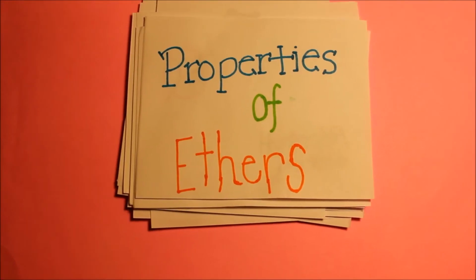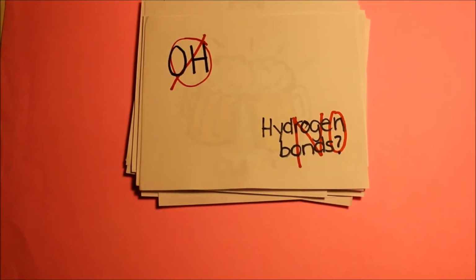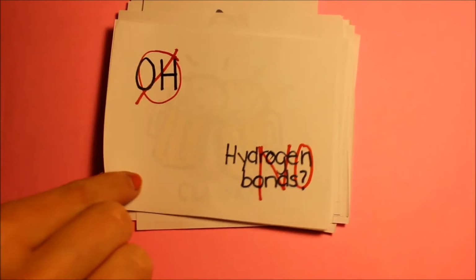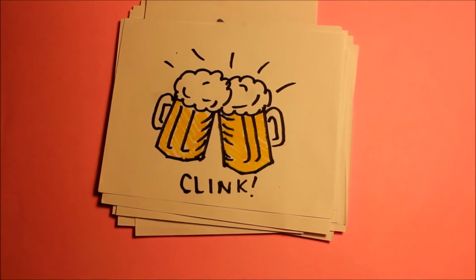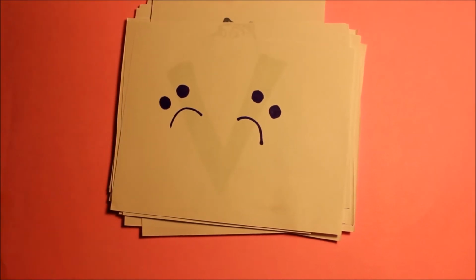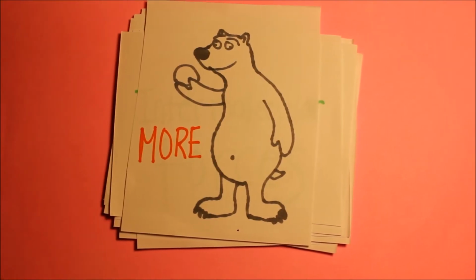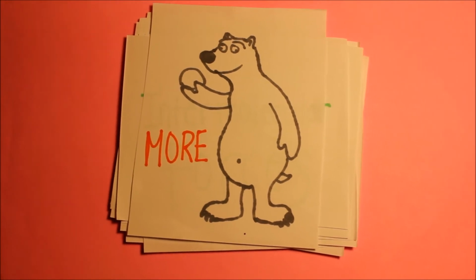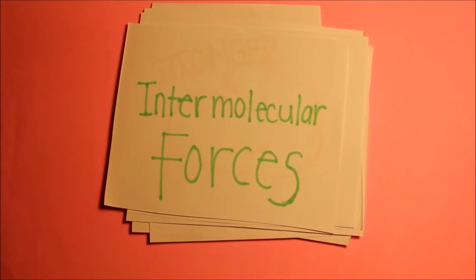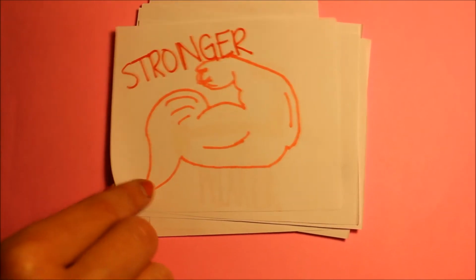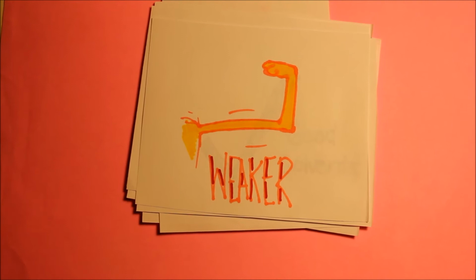Here are some properties that you will need to know about ethers. Since ethers don't contain OH groups, they do not make hydrogen bonds to themselves like alcohols would. However, the two lone pairs in the oxygen atom create a V shape within the ether, making it more polar than hydrocarbons. The intermolecular forces between ether molecules are stronger than those in hydrocarbons and weaker than those in alcohols.